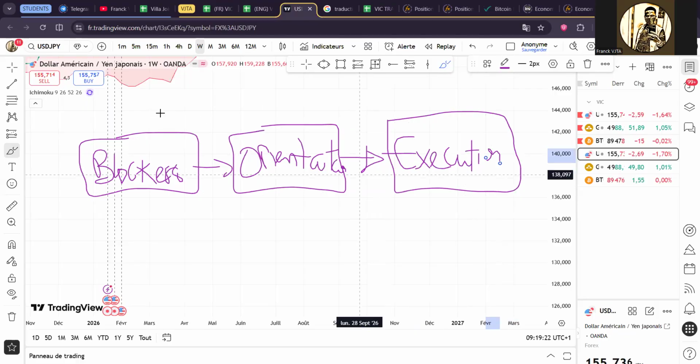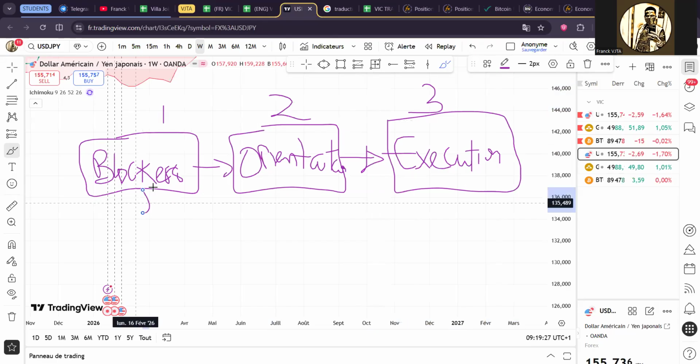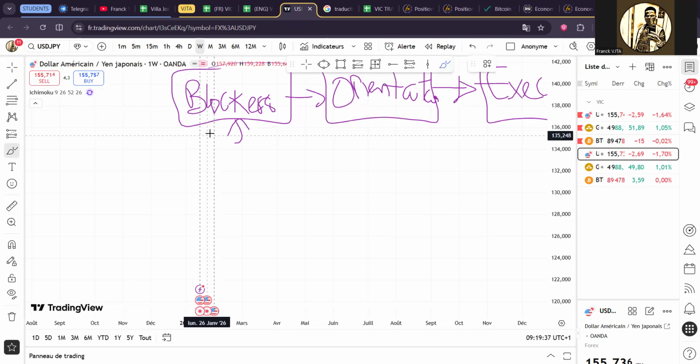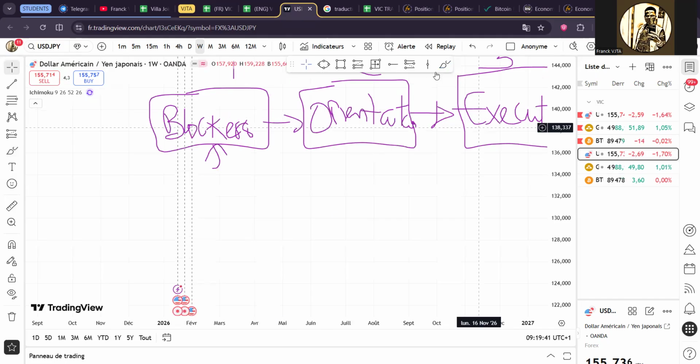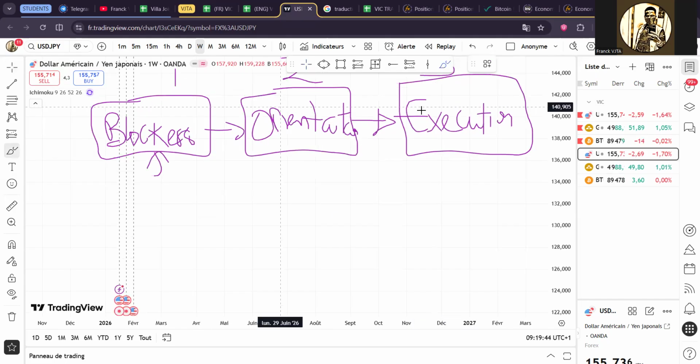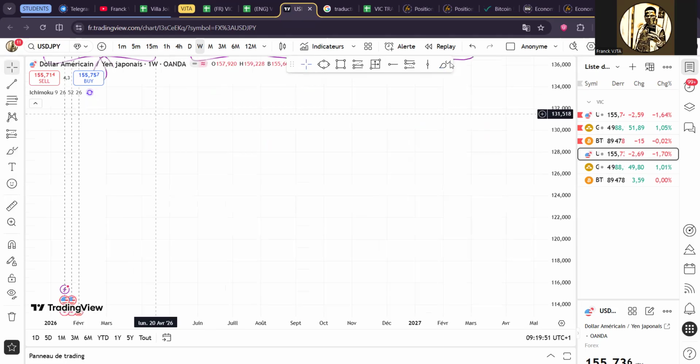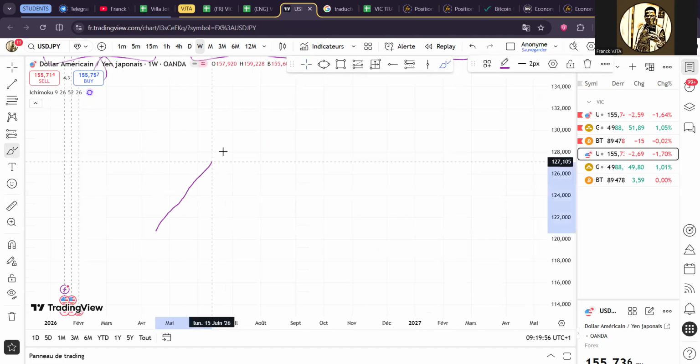The most important between the three will be the blockers. The reason why the blocker is the most important is because the blocker gives you directly all of the rest. When you find a blocker, the blocker will give you all the orientation and the execution. If you read it this way, you know, in basketball, right?